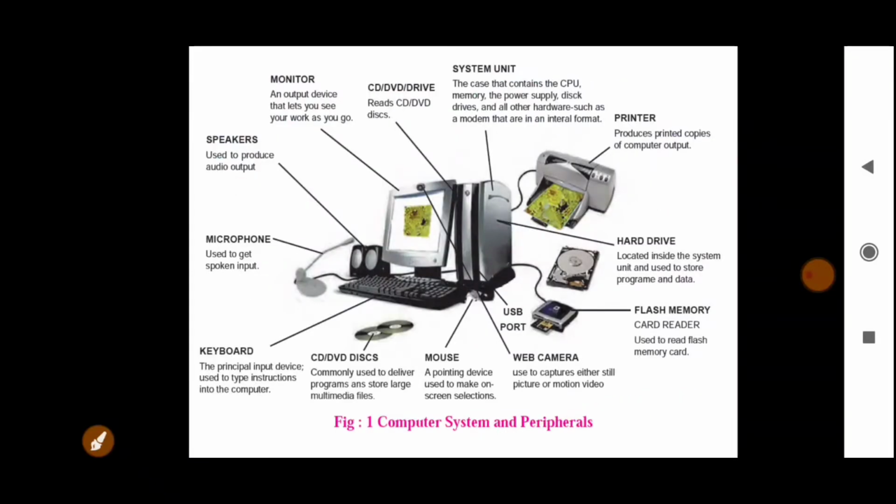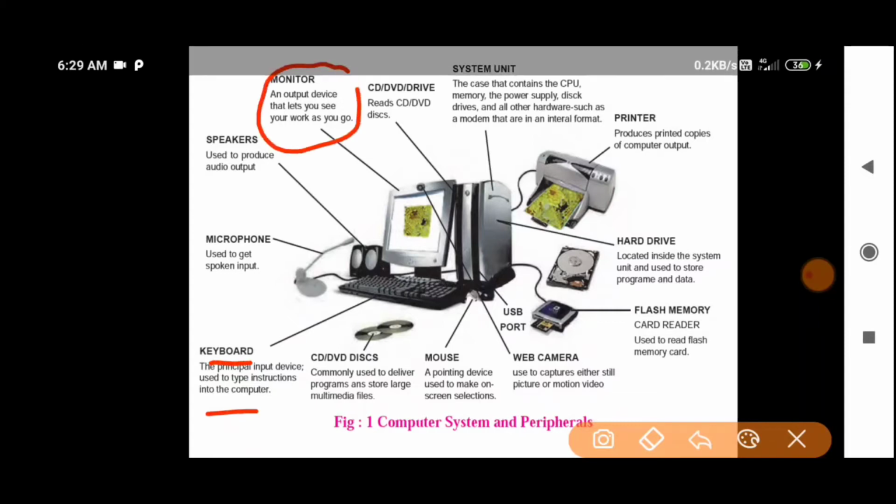Now this is the computer system and the peripherals. As we can see, there are different hardware which work together to form the entire computer system. So first is the keyboard. It is the principal input device which is used to type in the instructions into the computer. Then as you type in, if you want to see what you have typed in, you can see it using a monitor, which is an output device, and that lets you see your work as you go.